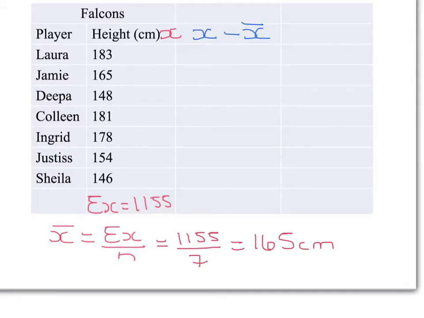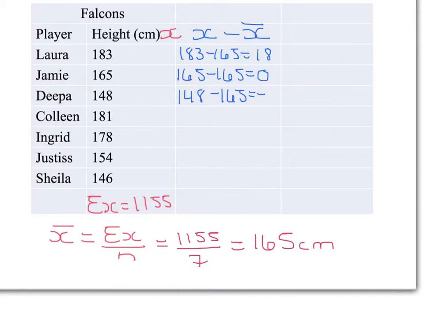So Laura is taller, so her height is above average, and we're finding out by how many centimeters taller she is compared to the average. So we determined that she's 18 centimeters taller than average. Jamie is exactly the average height. So there's no difference. There's no deviation. Deepa is shorter than average. So we're going to find that her deviation is a negative value. And again, that's just indicating that she is shorter than the average height of the girls on the team.